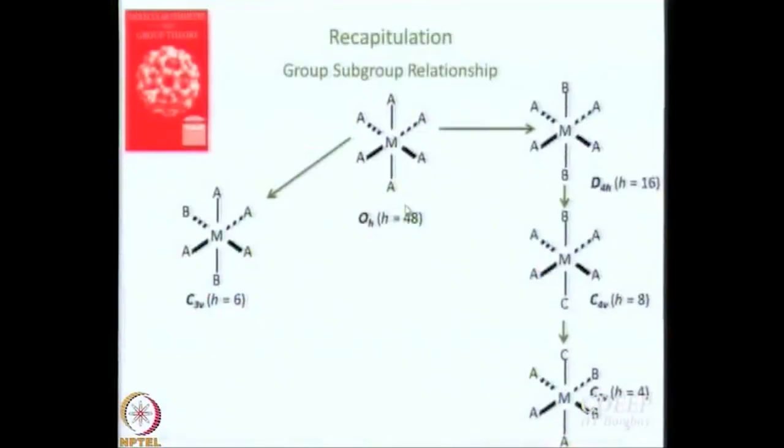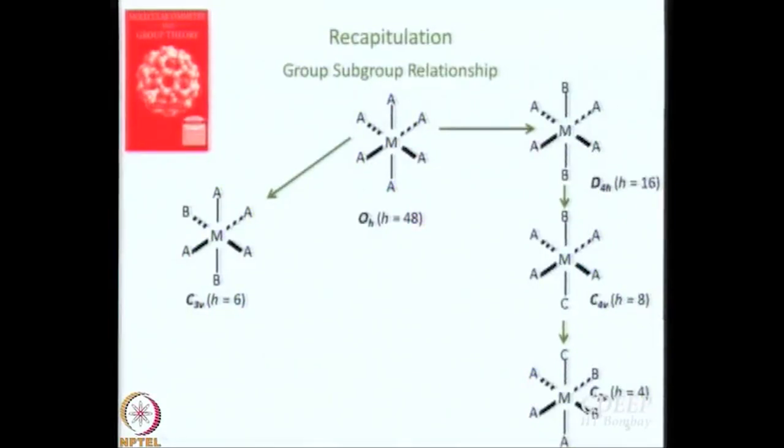But what we said is that you start with an octahedron and you go on performing substitutions. On one hand, you can get from Oh, you can get D4h and then C4v and then C2v, which means that D4h is a subgroup of Oh, C4v is a subgroup of D4h as well as Oh, C2v is a subgroup of C4v, D4h as well as Oh. And on the other hand, C3v is a different line of the family, right? It is a half brother or half sister. It is a subgroup of Oh, all right. But it has nothing to do with D4h or C4v or C2v.